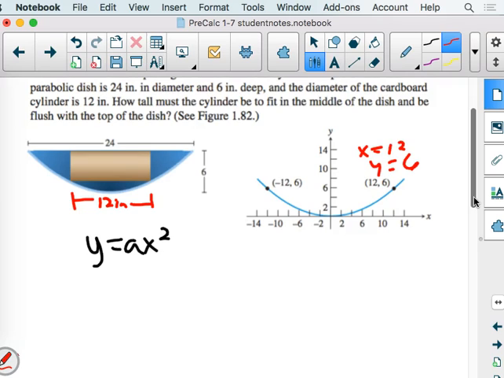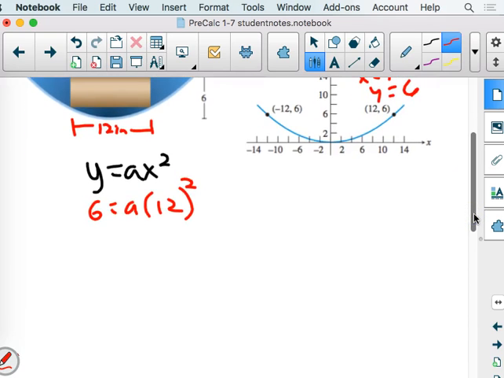So my y value was that 6 equals a. X value is 12. And we say, okay, 12 squared, that's 144. I know that one, that's 144. So 6 equals 144a. Well, we're going to divide, and we're going to see, can we reduce this?